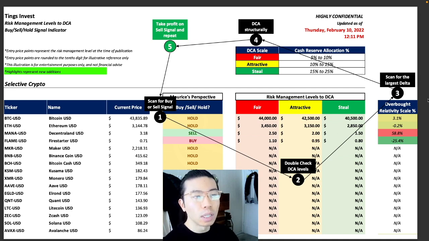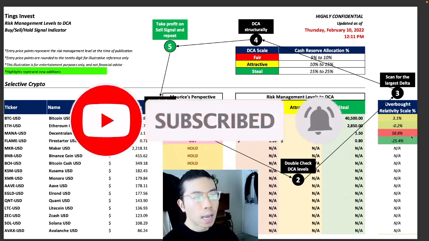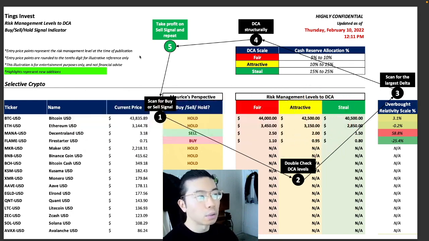you refer to the relativity scale to show whether we are overbought or oversold at the moment. Whenever you see it screaming a red number, or a relatively large percentage, which shows the largest delta or variance, you take a checklist and check off that one. You see that, oh, Decentraland seems like it's screaming a sell signal at the moment. And then what you do next, if you want to take profit, is go straight to step 5.